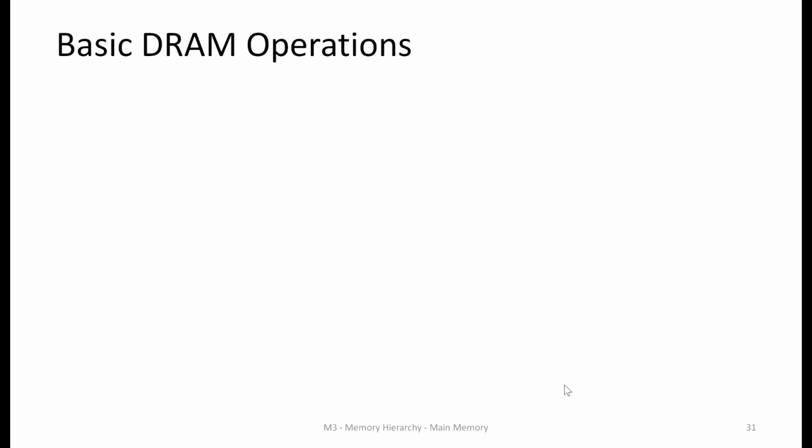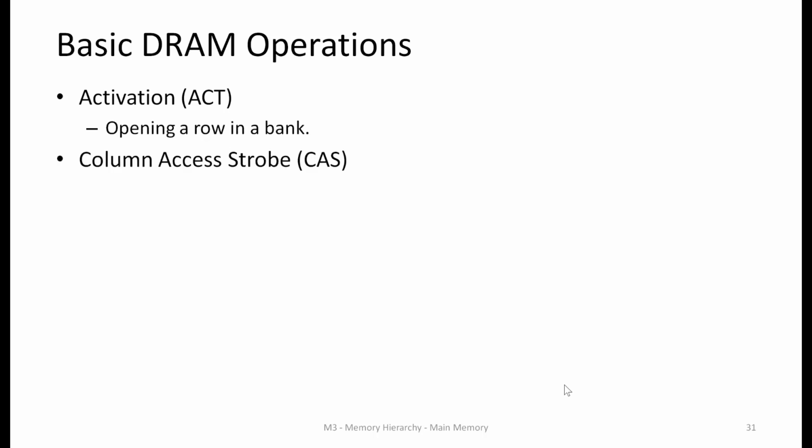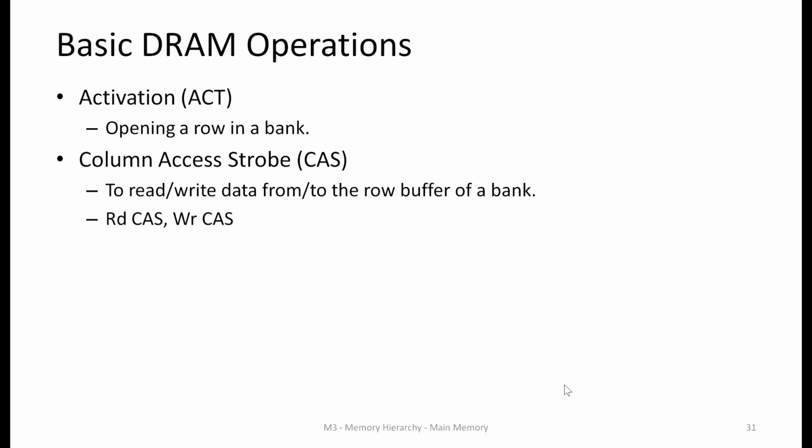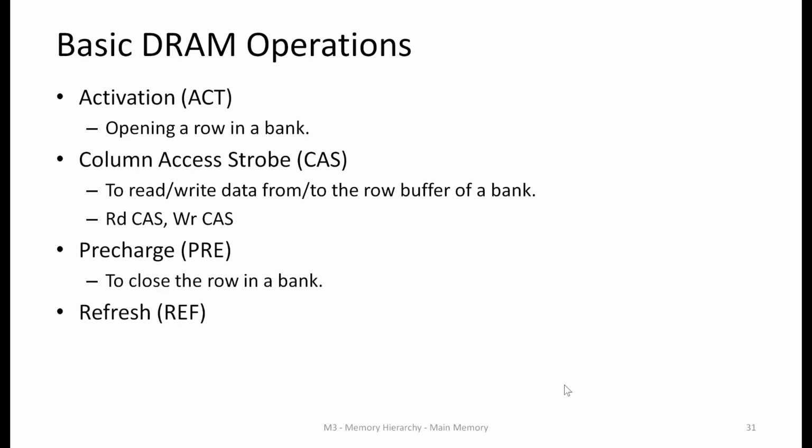We know the basic DRAM operations. A quick recap here. There is an activation operation which basically opens a row in a bank. We have a CAS, column access strobe, using which we can read from the row buffer or write to the row buffer of the bank. Accordingly, we have a read CAS and a write CAS. We have a precharge operation which will basically close the row in the bank, and we have a refresh operation which will refresh some predefined number of rows in that bank. So these are the typical commands the memory controller can send to the actual DRAM bank.